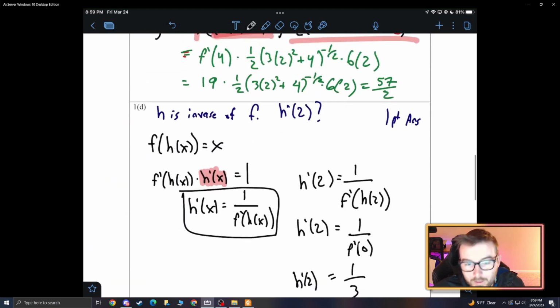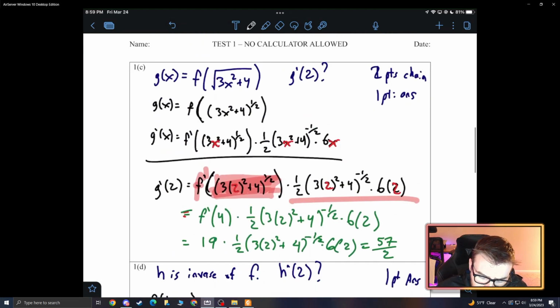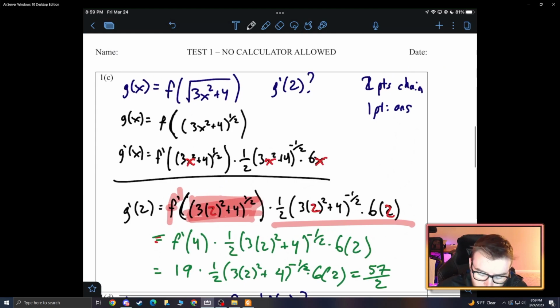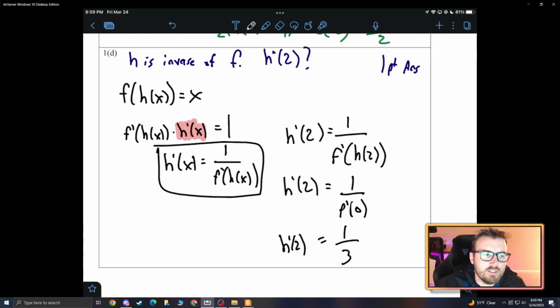That question is only 1 point. Did you get the answer or did you not? Did I explain the points on the other one? I did. The chain rule and the answer. Yep. All right. This one was shorter than the last one.